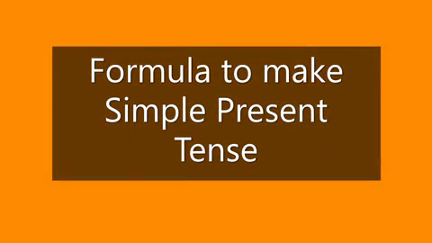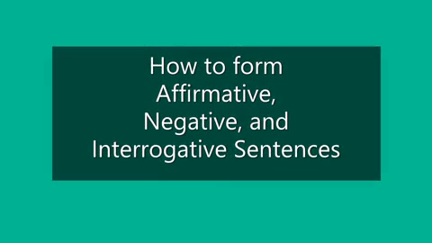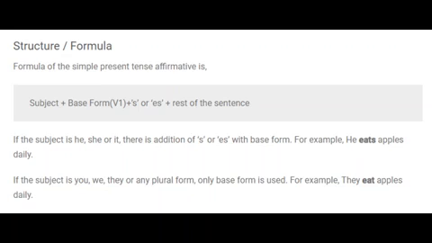Now, we are going to see the formula to make simple present tense: how to form affirmative, that means yes sentence, negative, that means no sentence, and interrogative sentence, that means question sentence. See this formula very well, understand it. You will be needing it in the higher classes also.